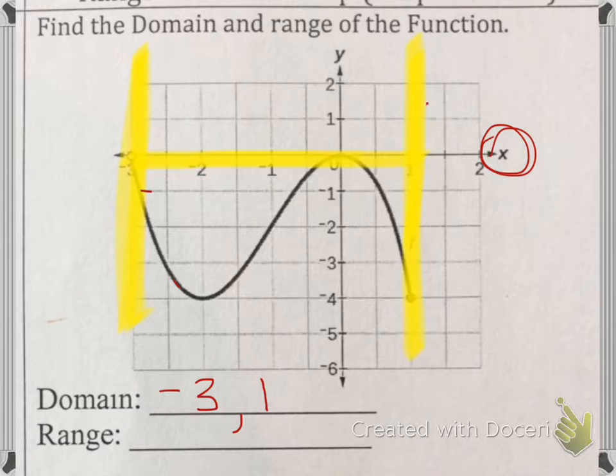So then I just need to decide if I'm putting brackets or parentheses around here. This wasn't an open circle, so it's going to be a parenthesis. This is a closed circle where it ends, so it's going to be a bracket.